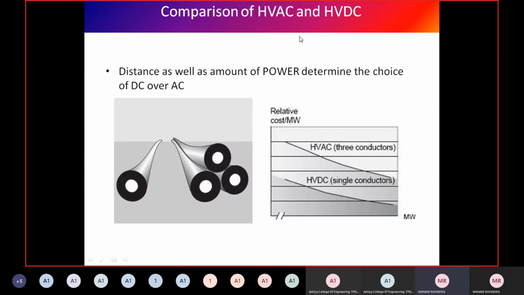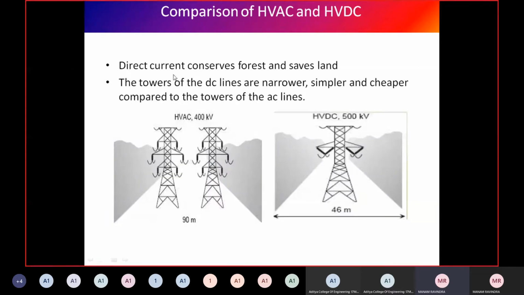Now, in comparison of HVAC and HVDC, here for the conductor, see only a single conductor for DC and 3 conductors for AC. Therefore, HVAC has 3 conductors, HVDC only 1 conductor, and the cost of HVDC is less compared to that of HVAC. Next, transmission towers. We use more transmission towers in case of HVAC and only a single tower for HVDC, so the cost of the transmission towers is also very less in case of DC compared to AC.